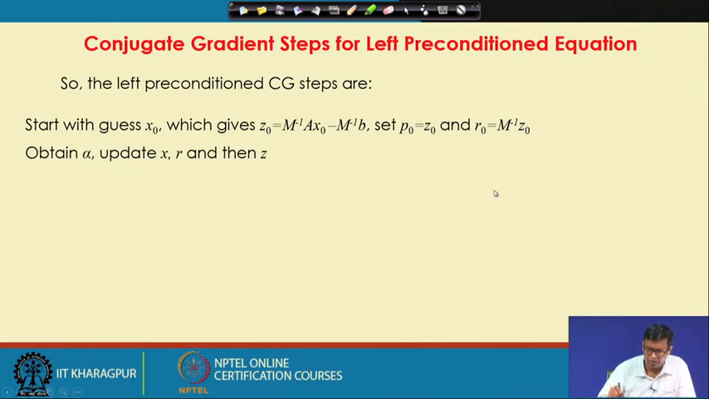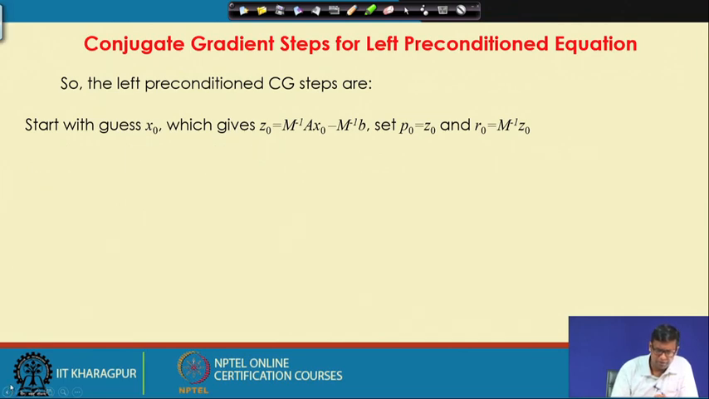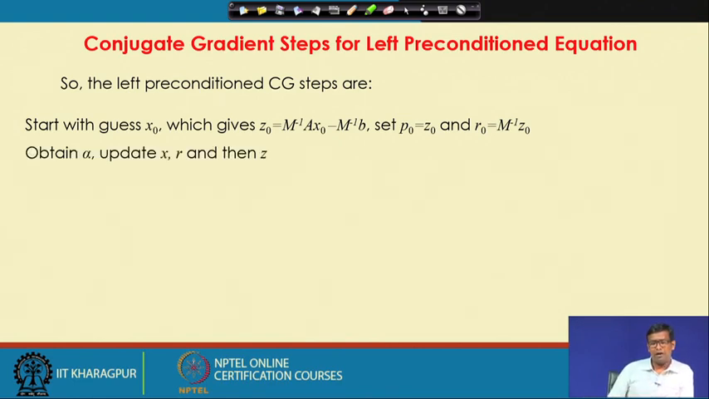So, the left preconditioned conjugate gradient steps will start with x 0, which will give z 0 is equal to guess x naught, which will give the new residuals z naught is equal to M inverse A x naught minus M inverse b, set p naught is equal to z naught and r naught is equal to M inverse z naught. Obtain alpha and then update x and r and then z. So, if you can update r, you can update z, and obtain beta using the updated r.